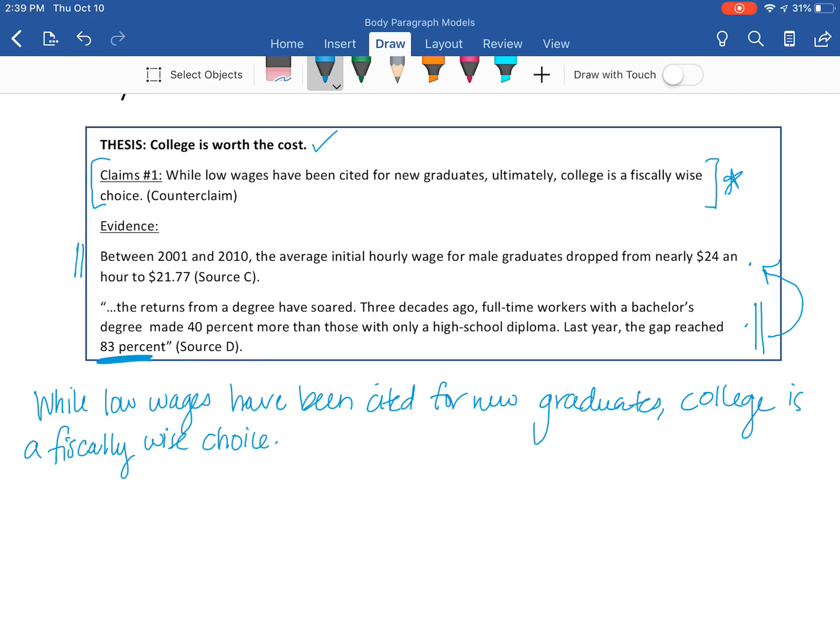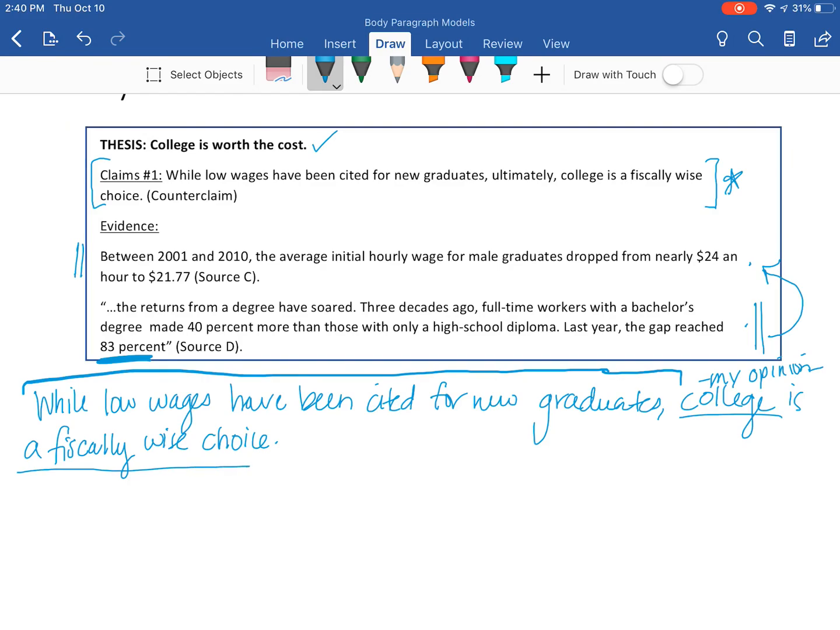So a couple things I want to point out about this example of a counterclaim is this first half, I've presented what the opposition would say, but the second half is my opinion. So when we're doing a counter argument, you want to make sure that your topic sentence is still presenting your opinion. It might acknowledge the other opinion like I've done here, but ultimately you want your paragraph to prove your point. So a counterclaim is going to be written with the other side acknowledged, but it's going to have a very clear claim that lines up with your main intention with that body paragraph. All right, so there's our claim.